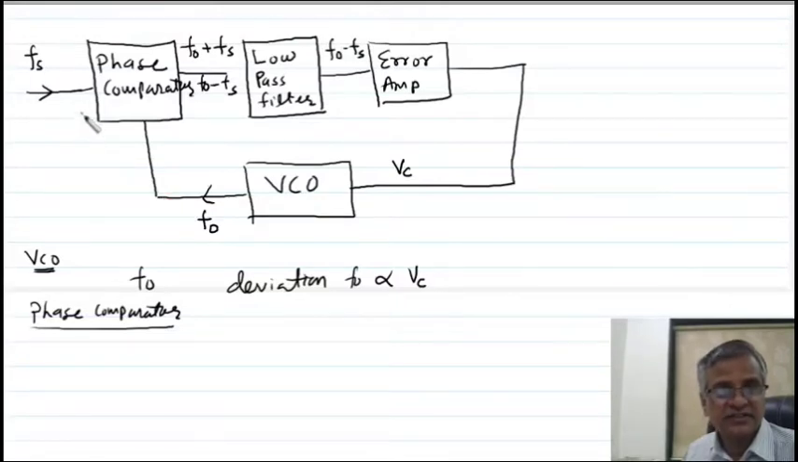As a result, the difference between Fs and FO reduces. This is called capture start, which means the signal is in a captured range. Once this process starts, it is called the capture start. The incoming signal is in a captured range.